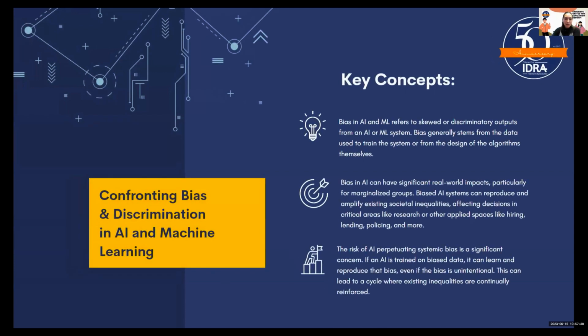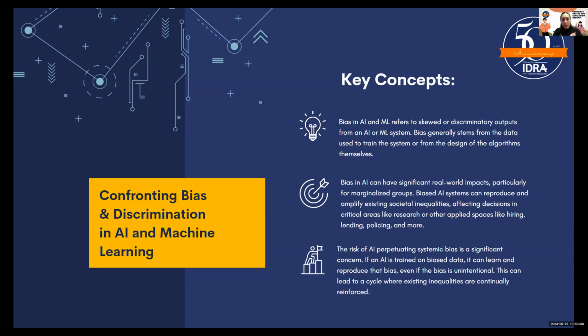So the first section, we're going to be discussing how to confront bias and discrimination in AI and machine learning. Some of the key concepts are listed here. Primarily, what do we mean by bias in AI and ML, and how it differs from human bias. Bias in AI and ML refers to the skewed or discriminatory outputs that can be generated from an AI or ML system, and it generally stems from the data that was used to train the system or formulate the algorithm results themselves.